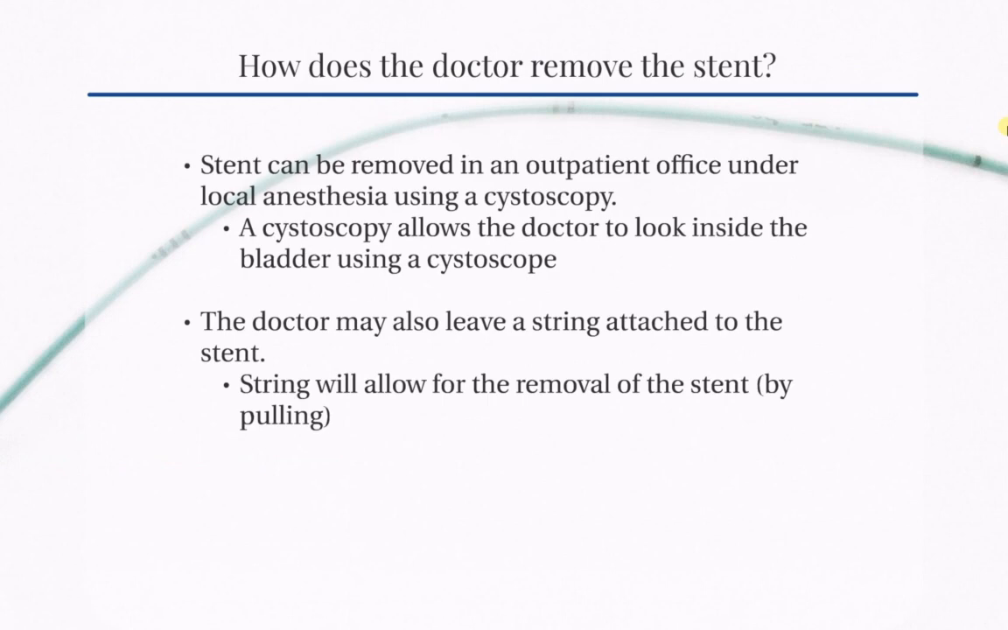How does the doctor remove the stent? The stent can be removed in the office under local anesthesia using a procedure called a cystoscopy, which requires looking inside the bladder. In certain circumstances, your doctor may leave a string attached to the stent. This string will allow for the removal of the stent by pulling on the string.